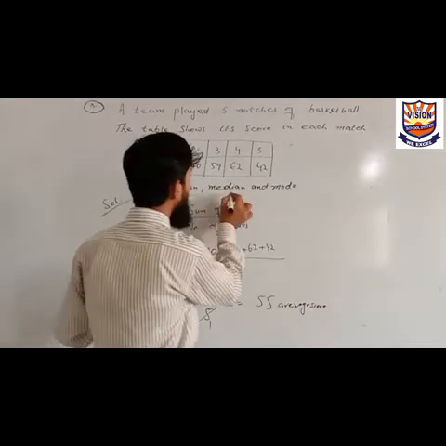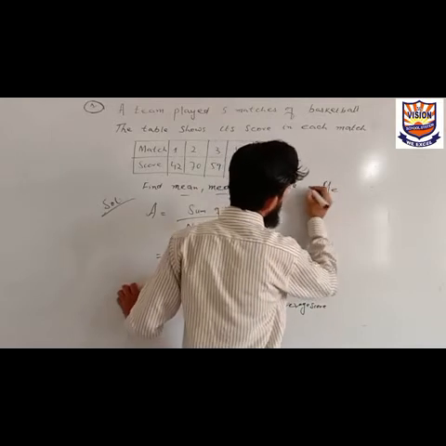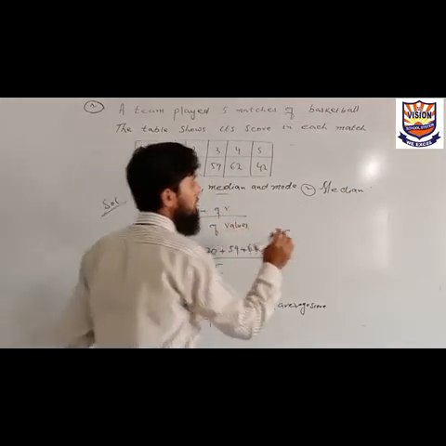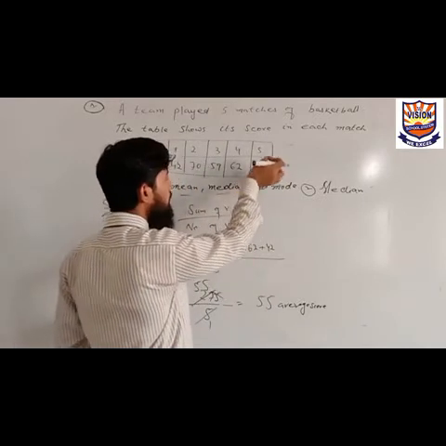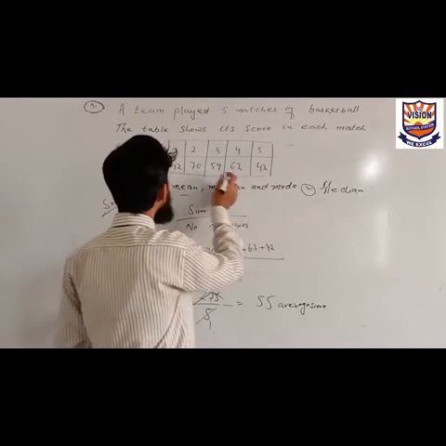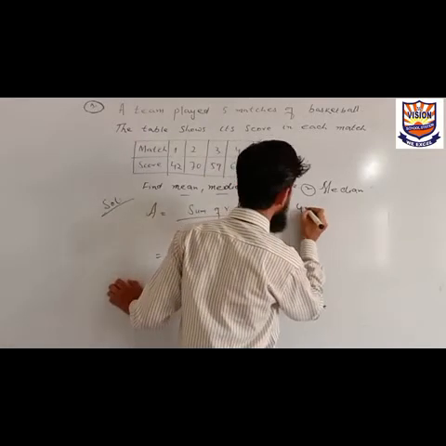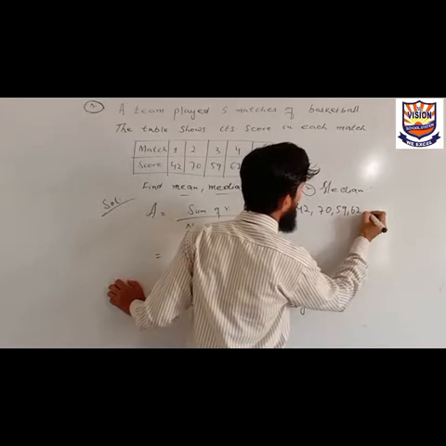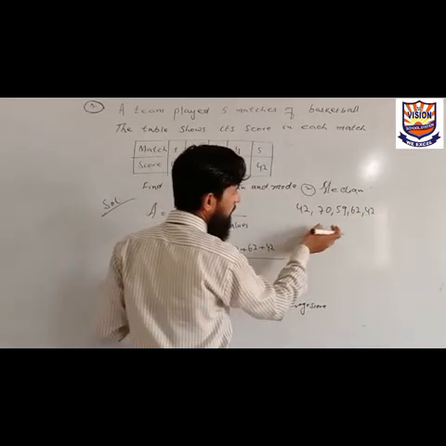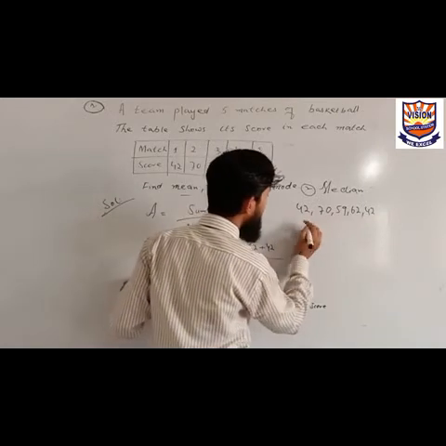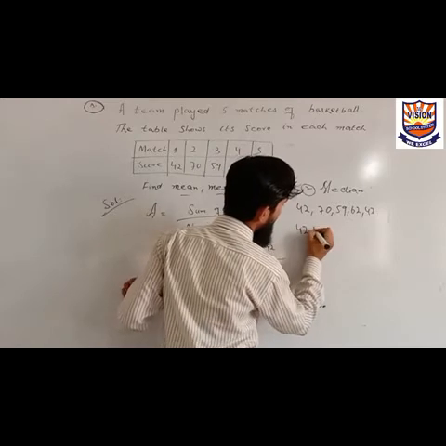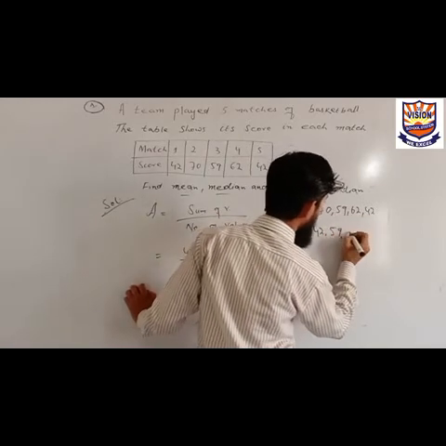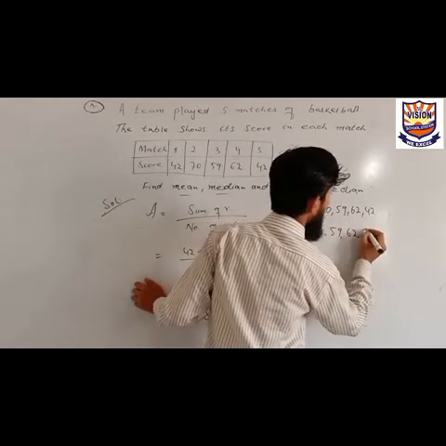We have calculated mean, now we will calculate median. To calculate median, as we know, we have to arrange these numbers into a sequence, from the smallest to the largest. First of all, writing these numbers as they are: 42, 70, 59, 62 and 42. We can see the smallest number here is 42 and 42 is 2 times. So write this number 2 times: 42, 42, then 59, then 62 and 70.